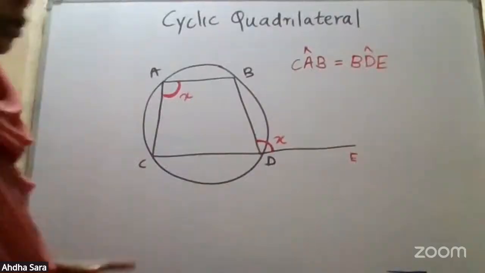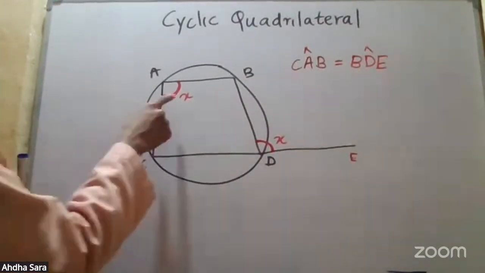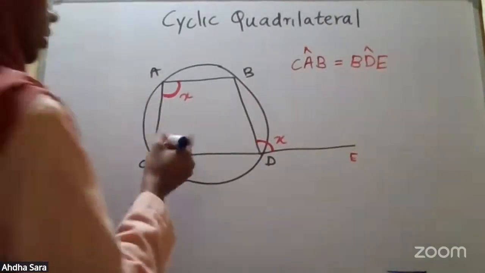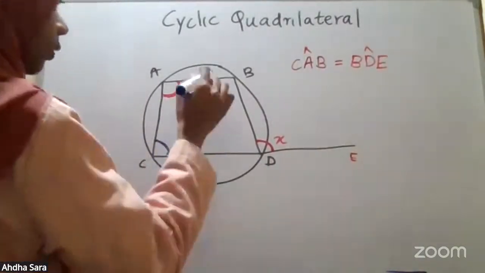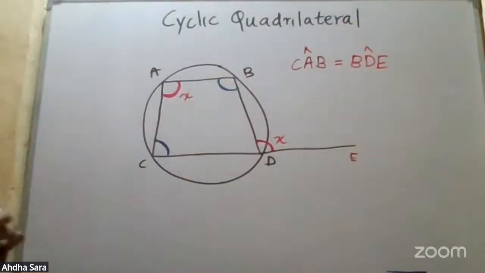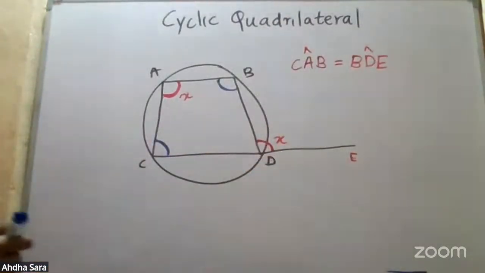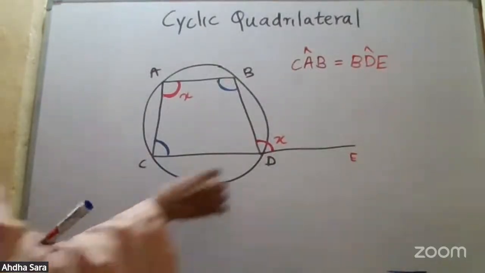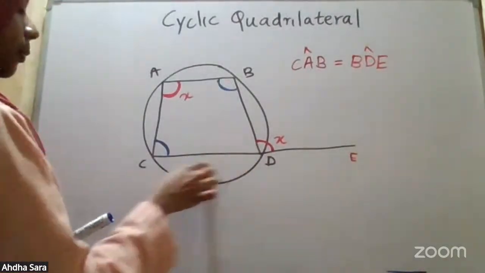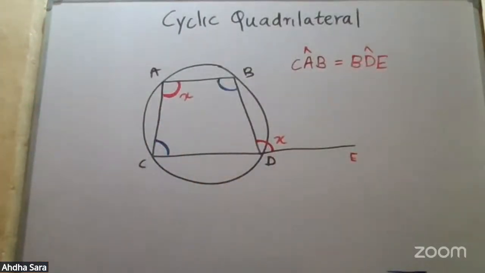So you have two theorems in a cyclic quadrilateral. One is that the opposite angles will be supplementary, and the angle that is formed exterior by producing the side CD is equal to the angle opposite and interior.